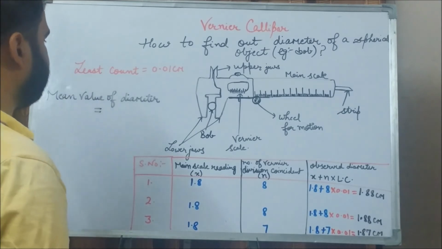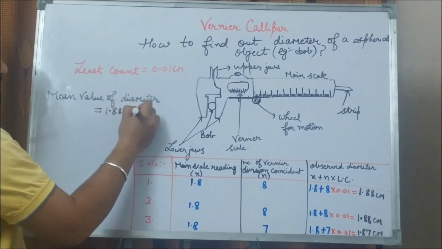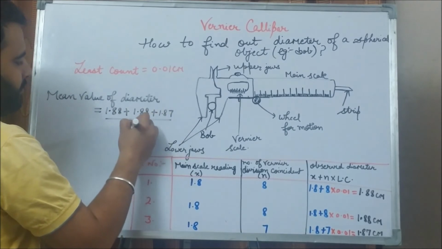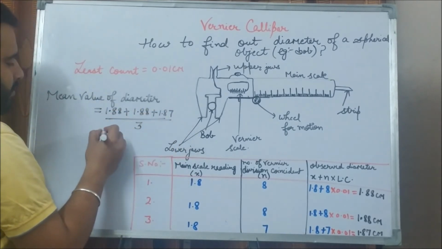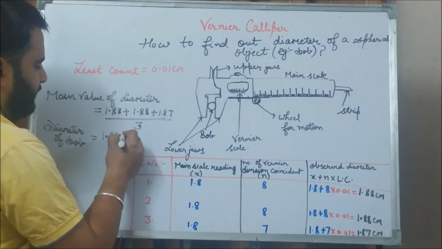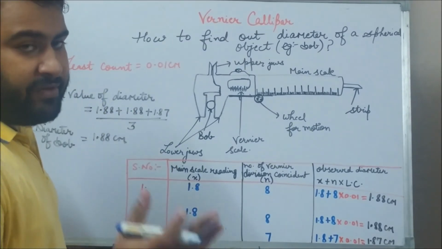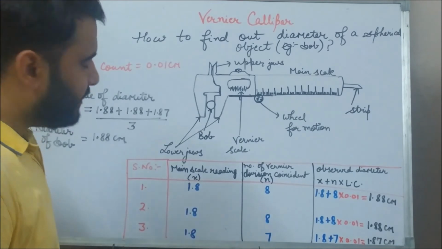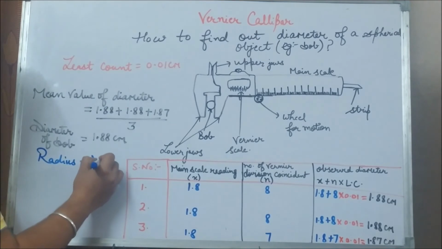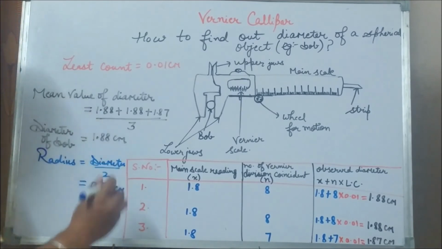Now let's see what is the mean value of diameter. 1.88 plus 1.88 plus 1.87 upon 3. So your mean value comes out to be 1.88. So your diameter of the bob is 1.88 centimeters. Then what will be the value of radius? Simply we will divide the diameter by 2, we will get the radius. So your radius of the bob will be diameter upon 2, that is equal to 0.94 centimeters.